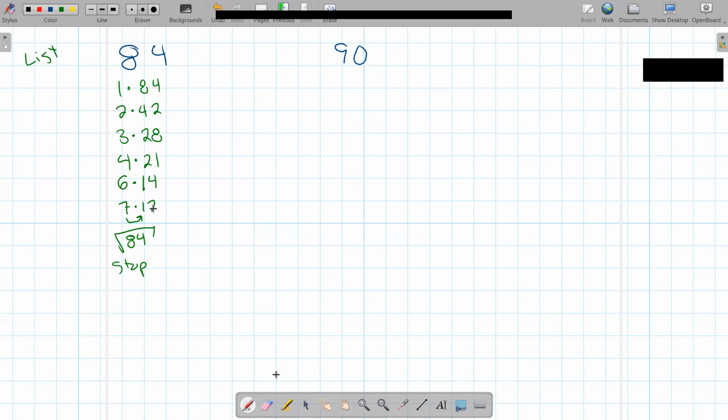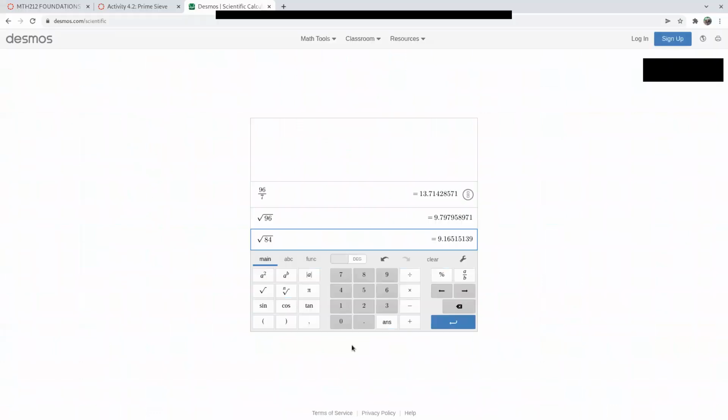All right, 90. First pair is 1 times 90. 2 goes into 90 45. 3 goes into 90 30 times. Let's see, 4 doesn't because 2 went in and the result's odd. 5 goes in because it ends in a 0. So 5, how many times is that? Thinking it's 18, but I'm going to double check with the calculator. 90 divided by 5 is 18.